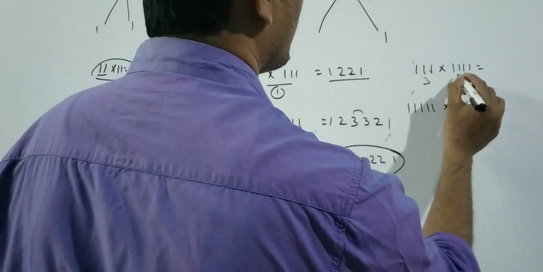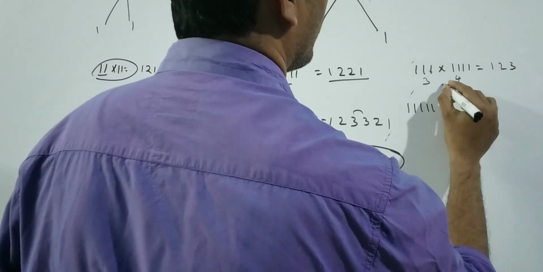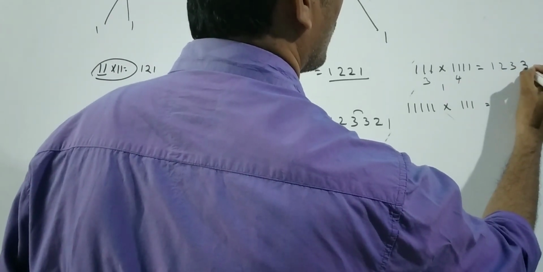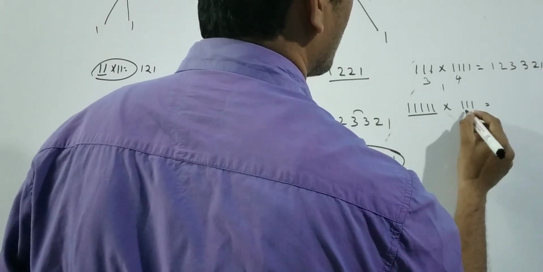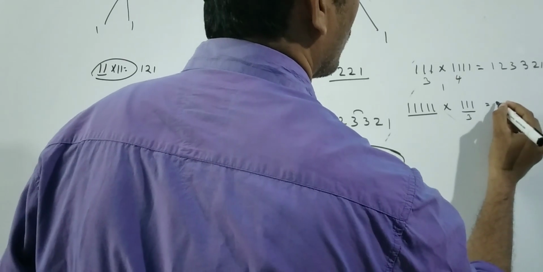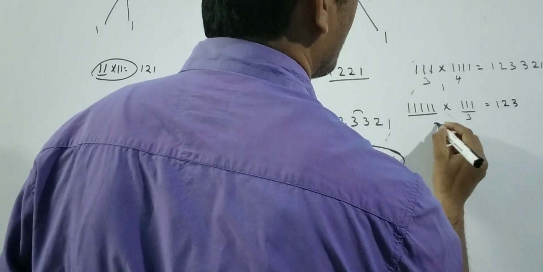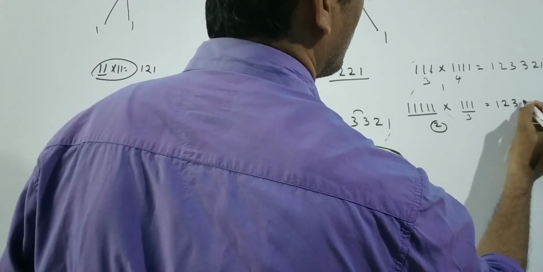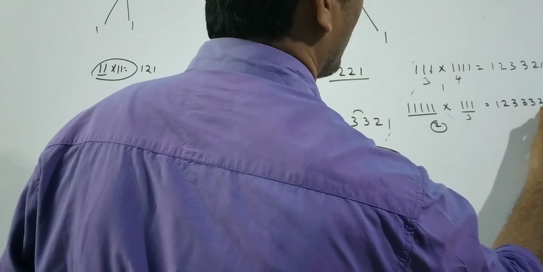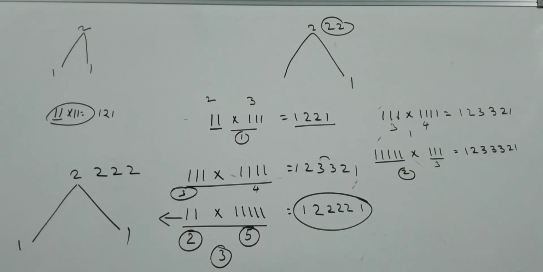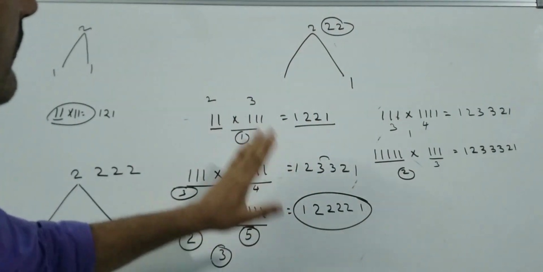Here 3 digits, here 4 digits. 3 means 1, 2, 3. Difference is 1. Again we write 3 one more time. Then 2, 1. Here 5 digits, here 3 digits. So we take the fewer digits, that means 1, 2, 3. Difference is 2. So 3 we write 2 more times. 3, 3, 2, 1. See friends, in this way we can solve the problems.